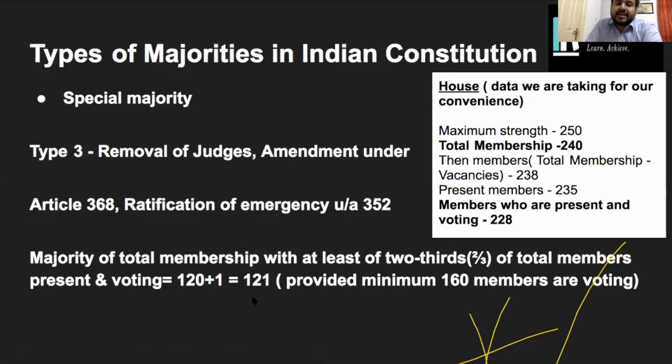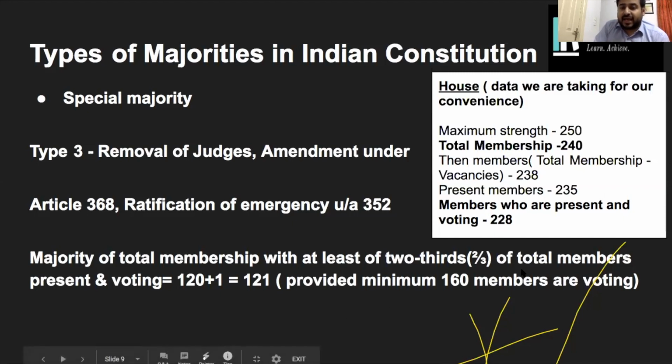But this criteria can only be identified if the minimum number of members who are present and voting are not less than 2/3 of the total membership. That means the members should not be less than 2/3 of 240. That will be 160. Now in this case, the members who are present and voting are 228. It means it is more than 160. That means now if 121 of them agree to pass it, then it can be passed.